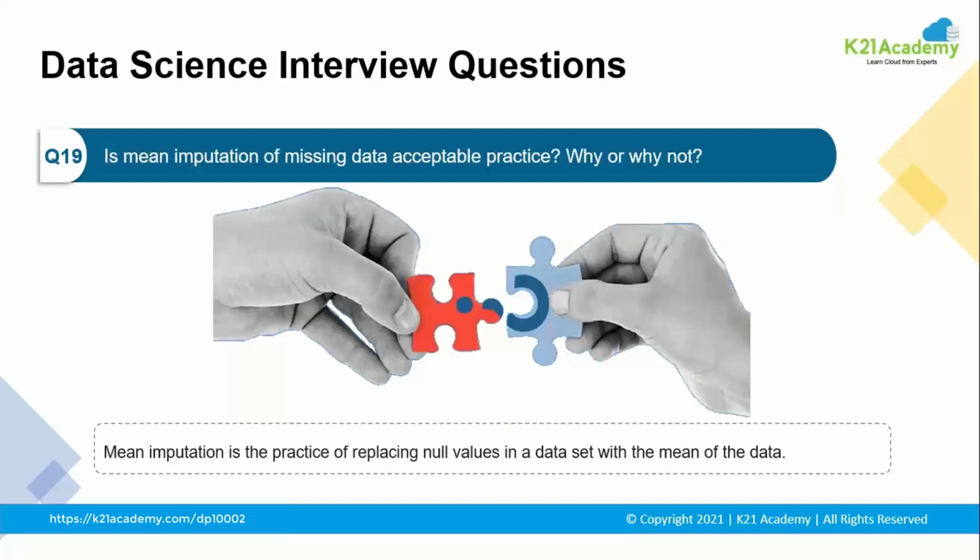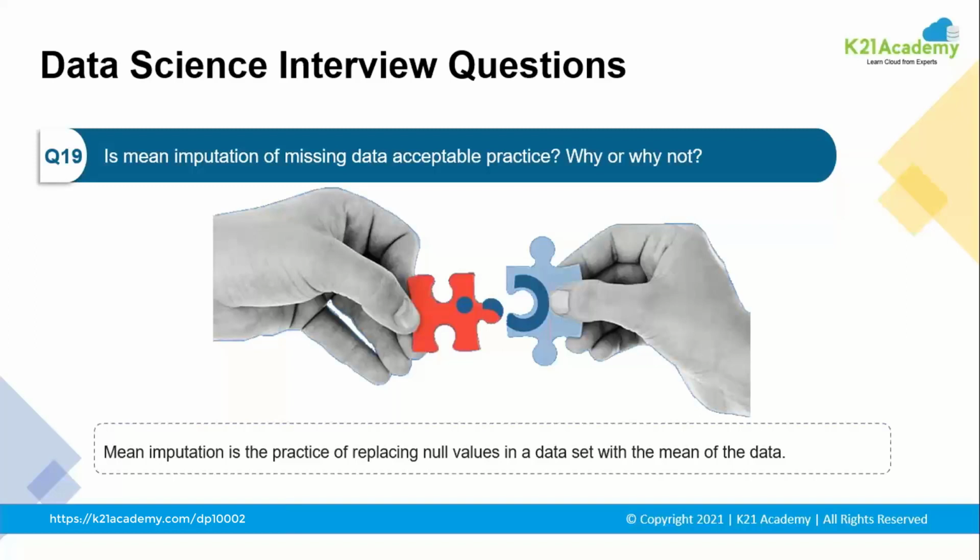All right, guys, so moving on to the next question, is mean imputation of missing data an acceptable practice? Why or why not? As I mentioned in the earlier question, one of the ways you can fill in missing data is by taking the mean, median, or mode. So here it's asking, is mean a good way to deal with the data? Mean imputation is the practice of replacing null values with the mean of the data. So now the question is, is it worth it or not?